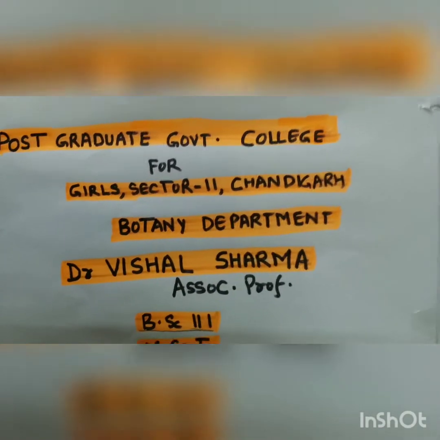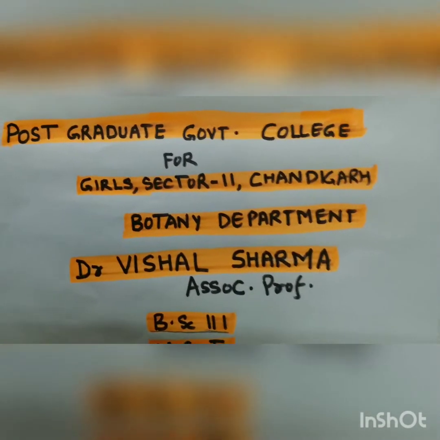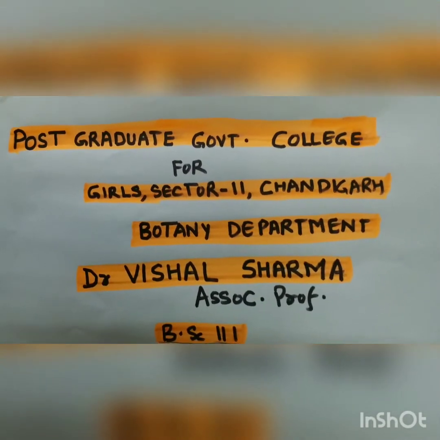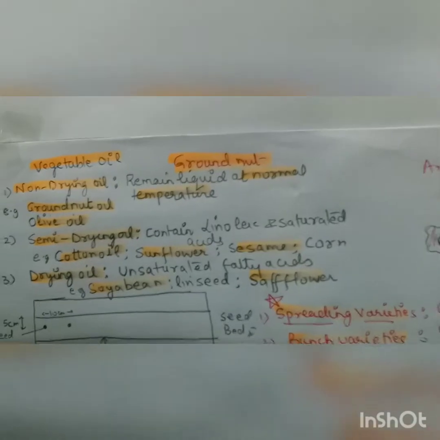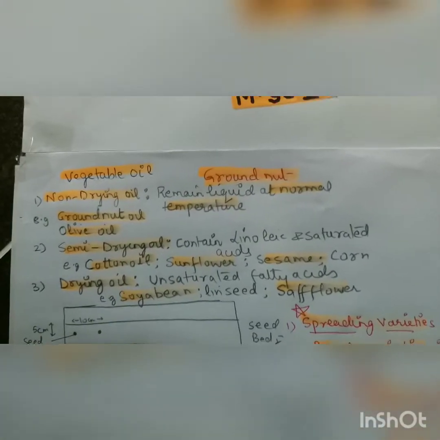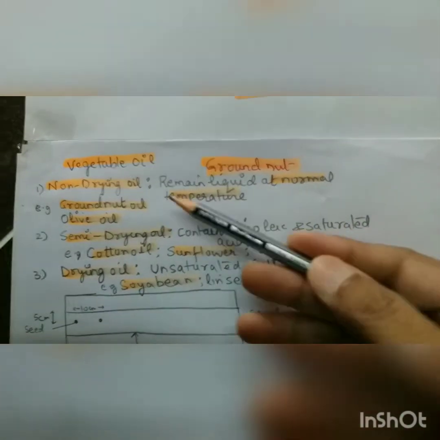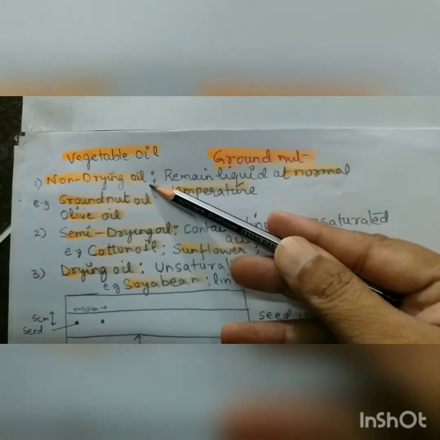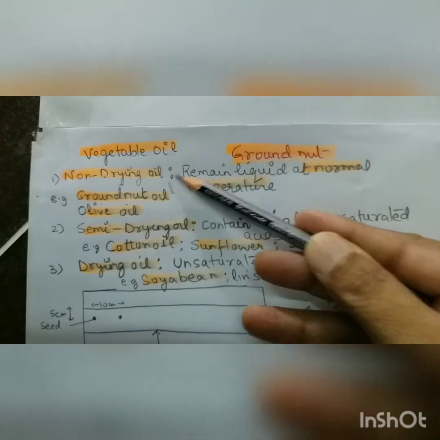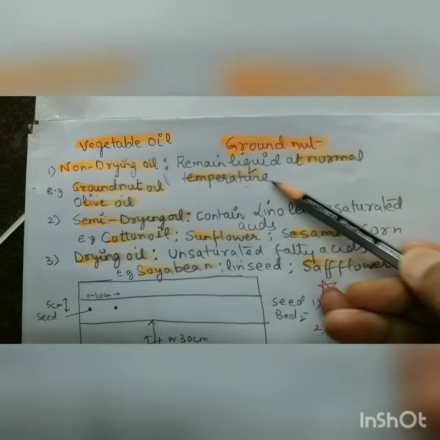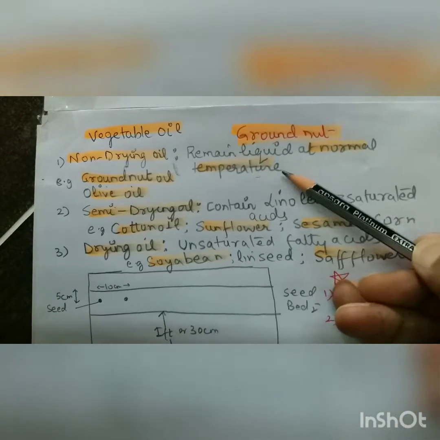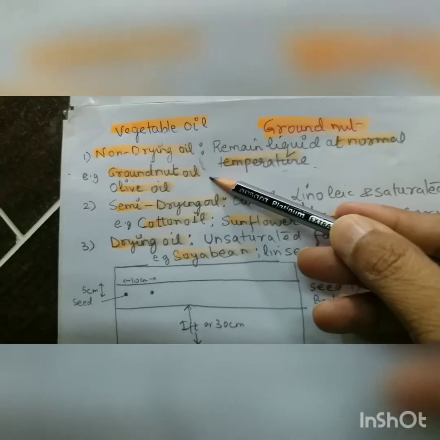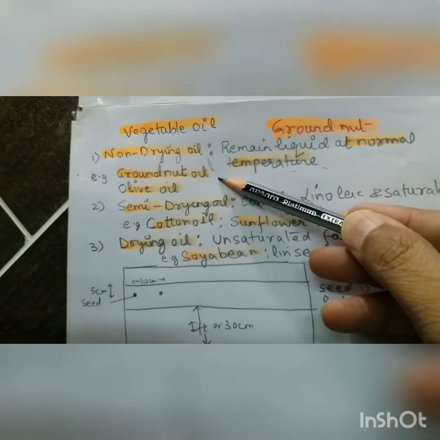Morning everybody, welcome back, and today we will start the groundnut. Before starting groundnut, which is a very important crop, I just want to tell you what vegetable oil is. Vegetable oils are of different types, and the first is non-drying oil, which remains liquid at normal temperature. This question will come: which of the following oils remains liquid at normal temperature? It consists of groundnut, which we are doing today, and olive oil.